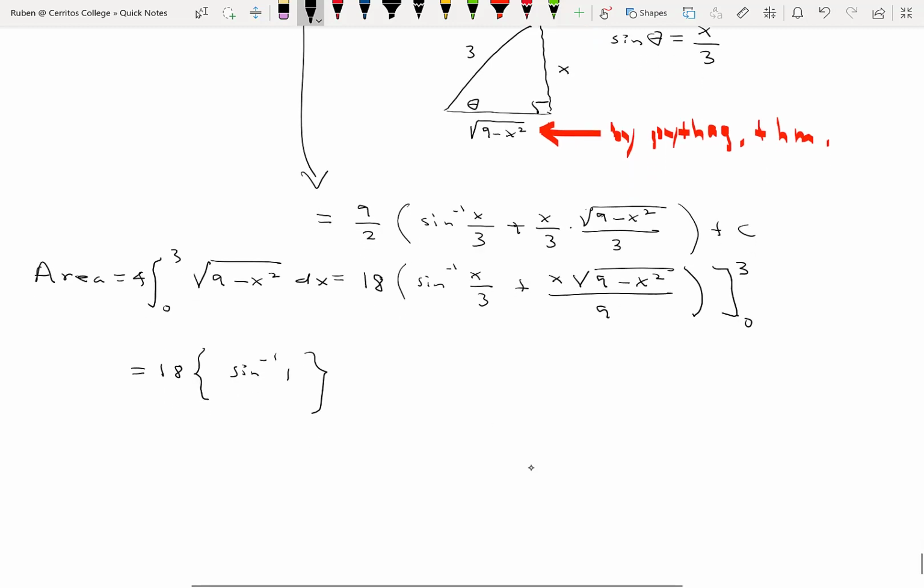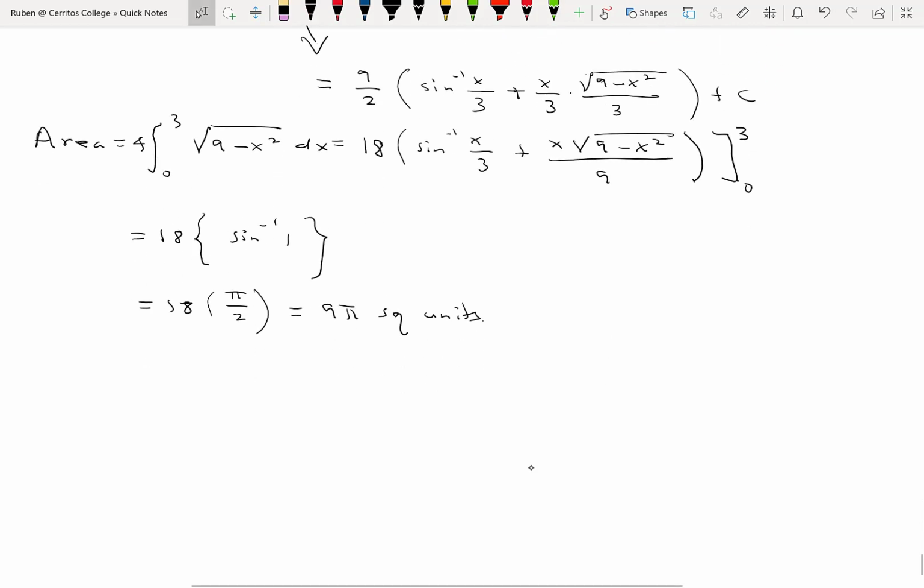This is the only thing I have left. I have 18 times the inverse sine of 1. What's the inverse sine of 1? Remember, inverse trig functions give you angles. So when the sine equals 1, the angle is pi over 2. 18 times pi over 2 is 9 pi. Square units. Real easy to check here.